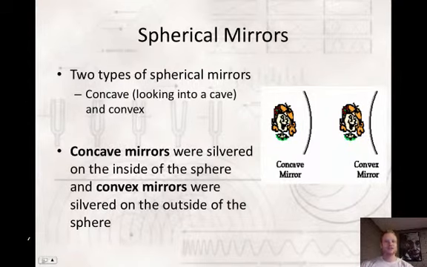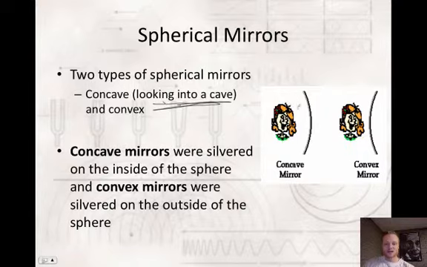In the previous lessons, we've been talking about plane mirrors, basically flat mirrors. Now we're switching directions. There are two different types of spherical mirrors that we're going to discuss in this class. The first is called a concave mirror, and the second is called a convex mirror. The way I keep the two separate, because they both start with C and sound similar, is concave: it's like you're looking into a cave.